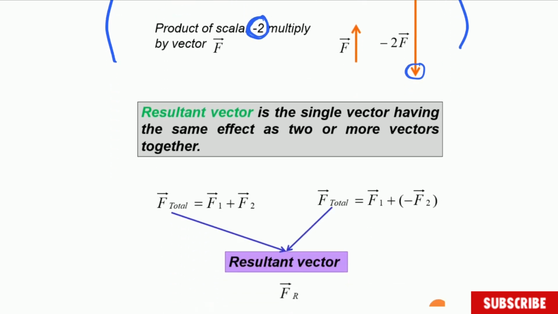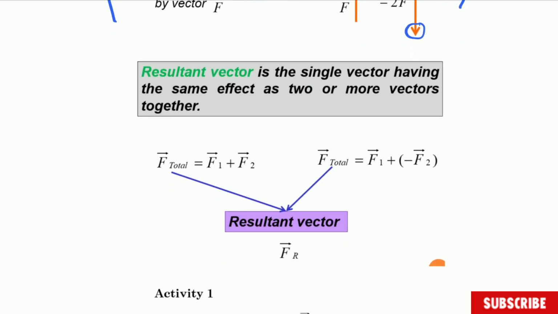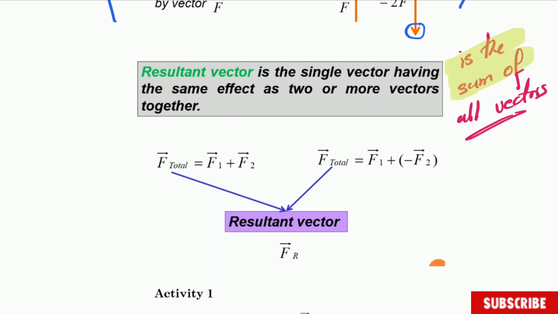Now, this is a very important definition because you are going to be asked this definition all the time. Resultant vector is a single vector having the same effect as 2 or more vectors together. In other words, we can say that it is the sum of all vectors. So to calculate the resultant vector, which we are going to use the symbol FR, also not important, you can use FR or you can use FNet, it doesn't matter.